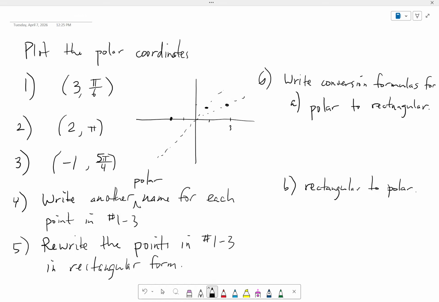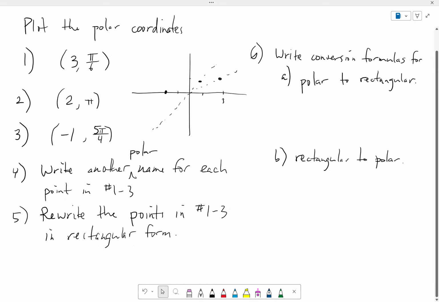Okay. Moving on. Write another polar name for each point in numbers 1 through 3. Nathan, what did you get for number 1? I don't know if this is right, but I said -3, comma, 7π/6. Is that right? That's what I got. You have a lot of support from your peers. I think that's a good sign. Yeah, nice. It's -3, comma, 7π/6. Is that the only other name? How many other names are there? Infinitely many. Please don't write all of them.